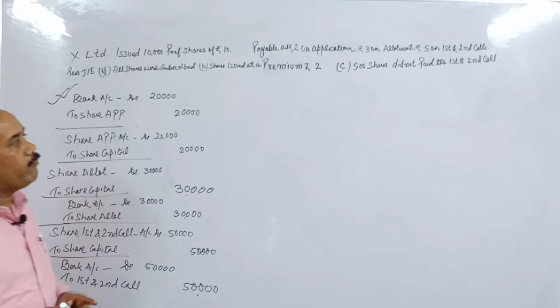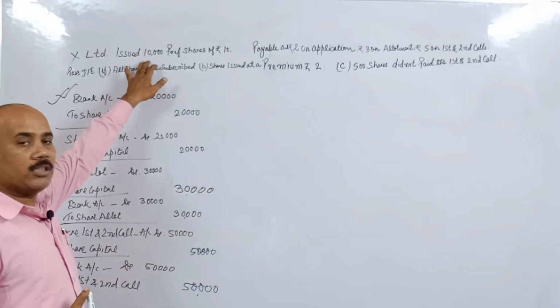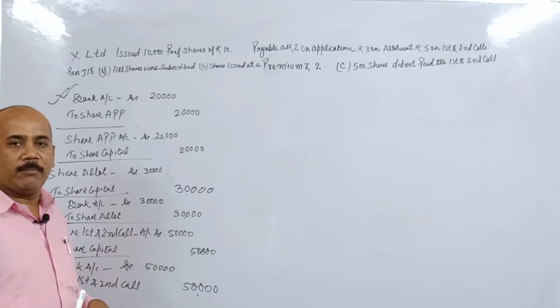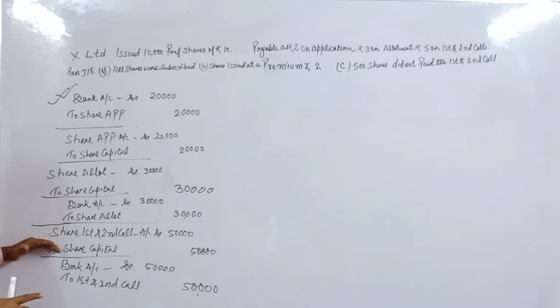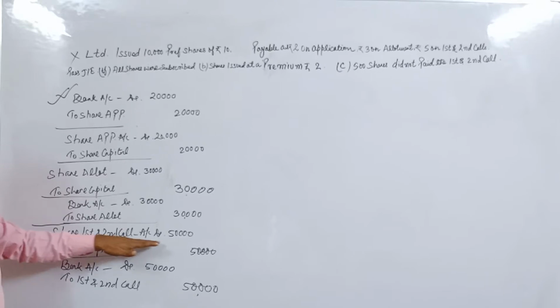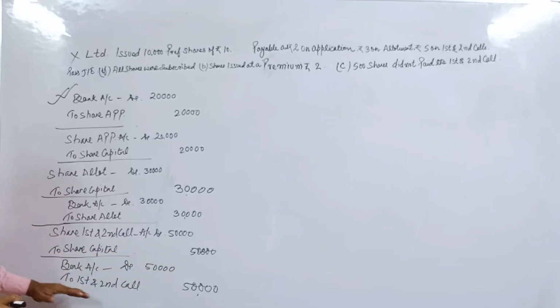And rupees 5 on first and final call. Then 10,000 shares will be multiplied by rupees 5. First entry for dues: share first and second call account debit to share capital, 50,000, for making the due, and we will make another entry for receiving the sum, bank account debit to share first and second call account. Okay?